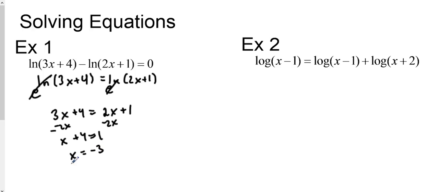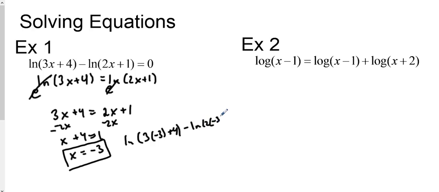Now you have to be a little careful because whenever you have logs, you always have to check to make sure they work. So test this out. I just want to make sure I did everything correctly. Yep. Okay, 3x, subtract that, 5. I think I did everything good. All right, now I'm going to check this. If I plug this back in here, I have the natural log of 3 times negative 3 plus 4. And then I can do the same thing to the other one, natural log of 2 times negative 3 plus 1.